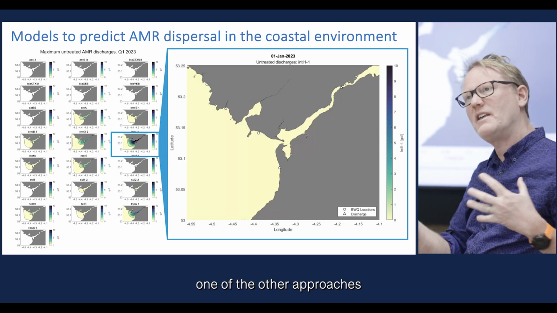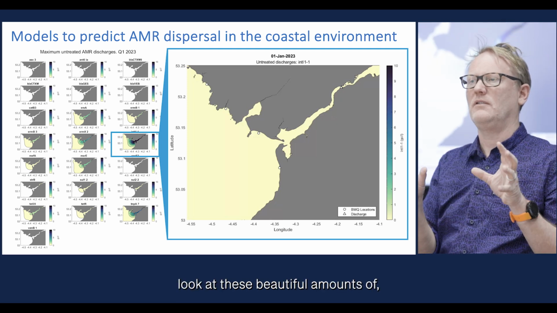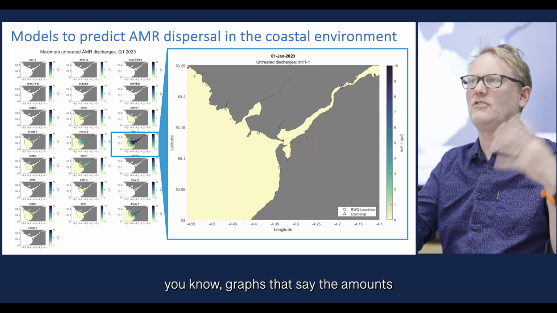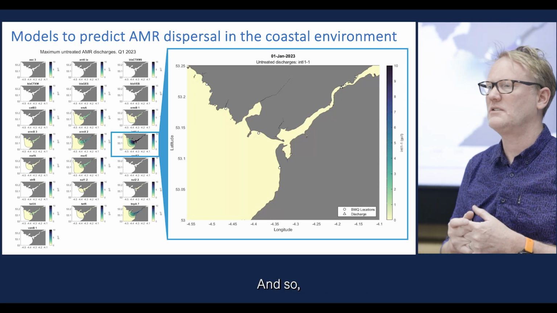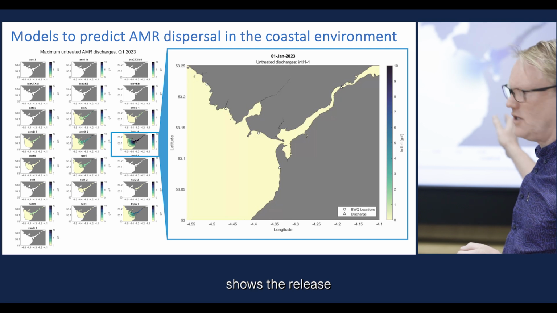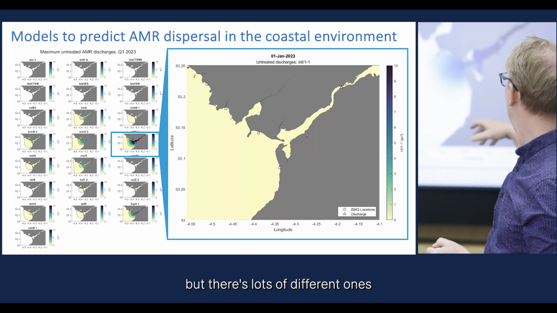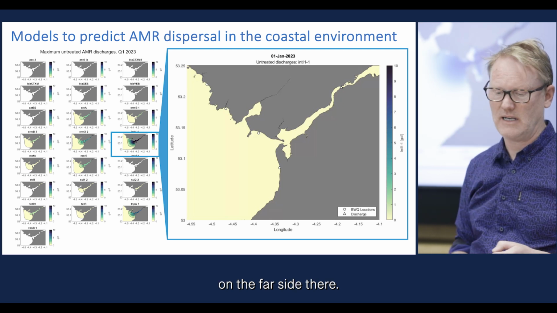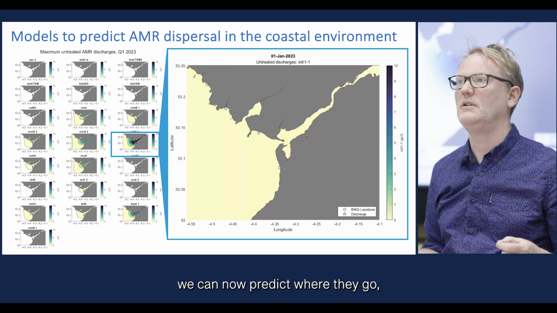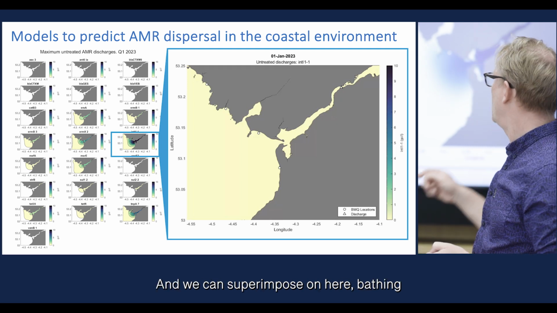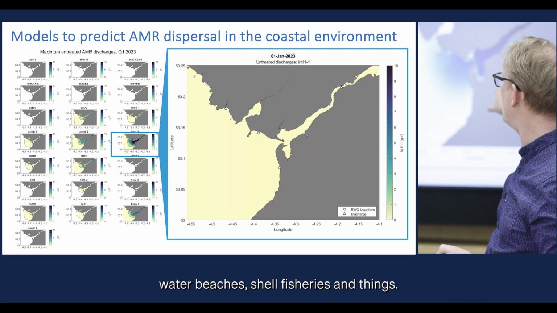And then one of the other approaches that we can take is not just to look at these beautiful graphs that say the amounts of antimicrobial resistance genes, but put that into a mathematical model. And so the model that I've got behind me now shows the release of antimicrobial resistance genes. It's just one of them here, but there's lots of different ones on the far side there. And each of these antimicrobial resistance genes, we can now predict where they go with hydrodynamic modelling. And we can superimpose on here bathing water beaches, shellfisheries and things.